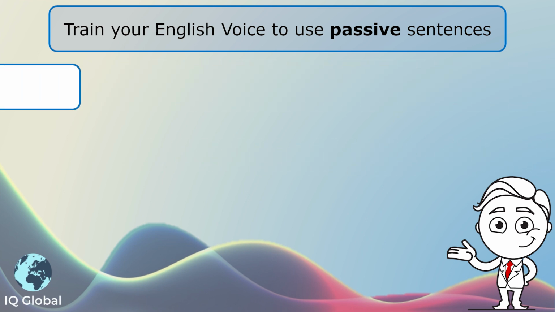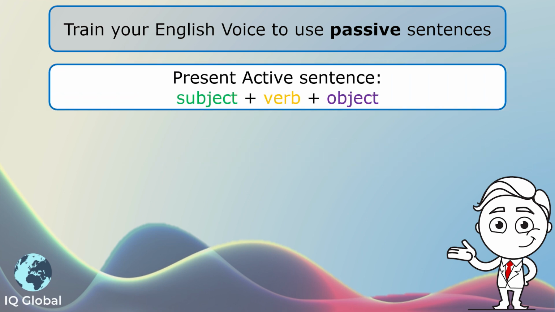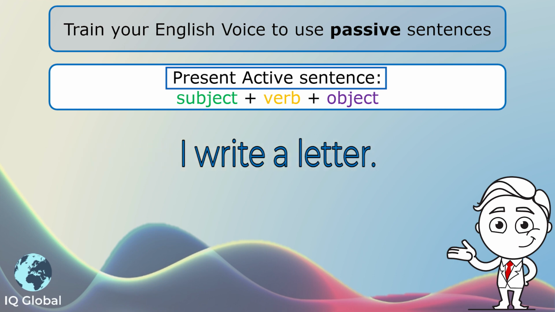Let's have a look at one more example. Present active, I write a letter. Subject, verb, object.